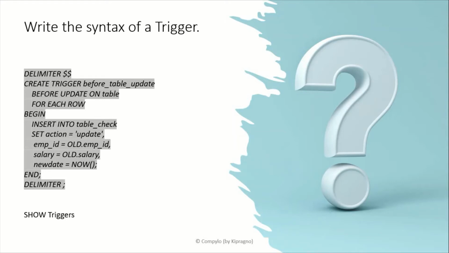Insert into table check, and it sets the action update, and then it acts whatever is required, like employee id is equal to old dot employee id and similar to salary, and then for new date. So this is the basic syntax of a trigger, and for showing the trigger we can use show trigger.